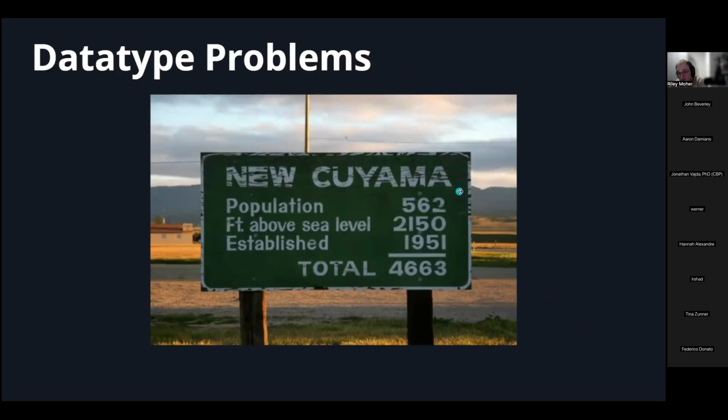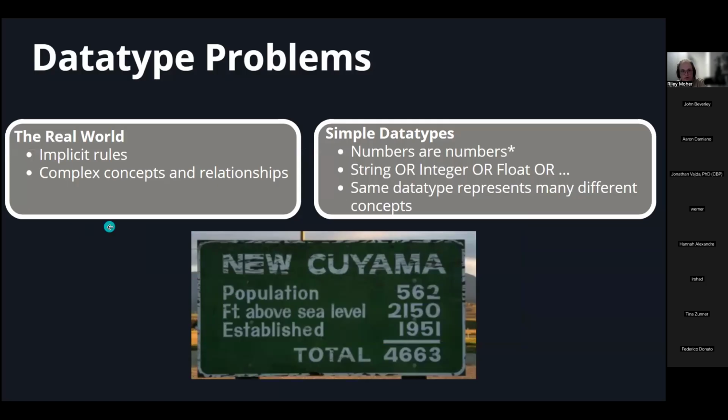But from the perspective of the types that we're using, these are all integers, and the plus operation over integers is completely valid. So this must be a valid operation, right? However, we know intuitively that that's obviously not the case. In the real world we have all kinds of implicit rules and complex concepts and relationships, while simple data types have this very flattened view of saying numbers are numbers, things are strings or integers or floats, and we have to pick a lane, stick there, and just hope it works out.